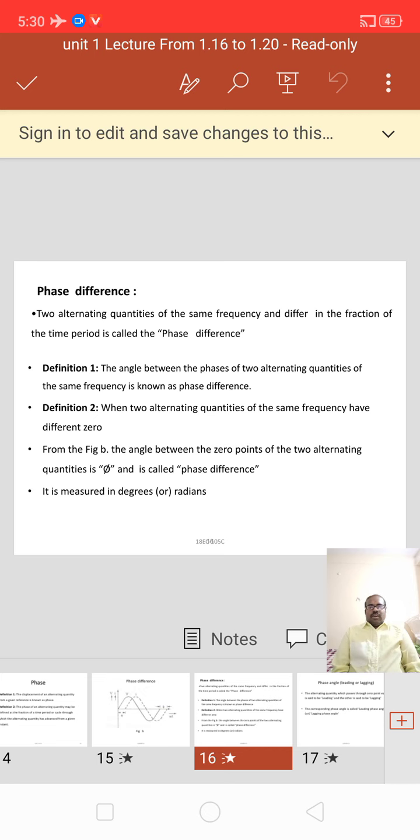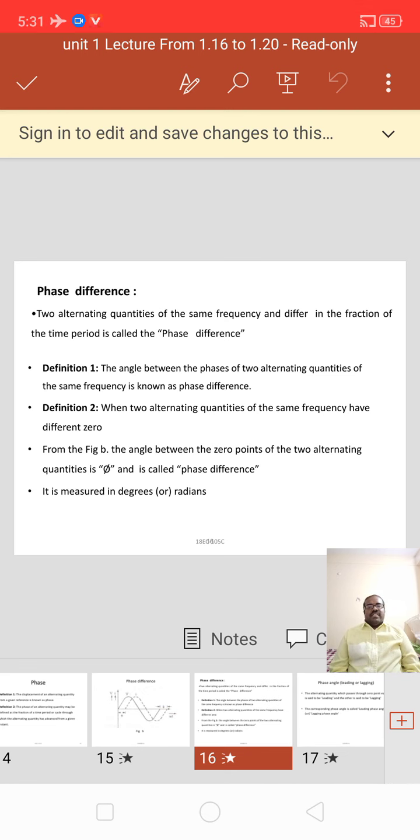The simple definition of phase difference is: two alternating quantities of the same frequency that differ in the fraction of the same time period is called phase difference. Once again, two alternating quantities of the same frequency differing in the fraction of time period is known as phase difference. One definition is the angle between the phases of two alternating quantities of the same frequency is known as phase difference.